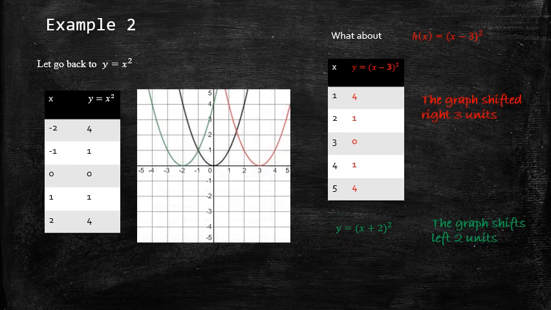So that vertex is now at negative 2, 0, because if I let my x equal negative 2, I'd have negative 2 plus 2, which is 0 squared. So that's how I get my low point. Okay, so in this slide, we have horizontal changes, right? Moving the graph to the right or to the left. So remember that the horizontal change is always the opposite of what you might think. So subtracting 3 actually moved the graph to the right, adding 2 moved the graph to the left.